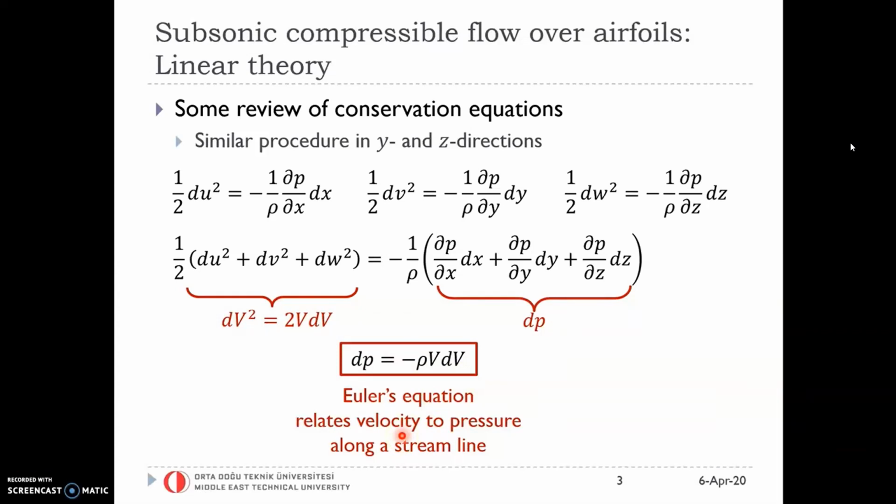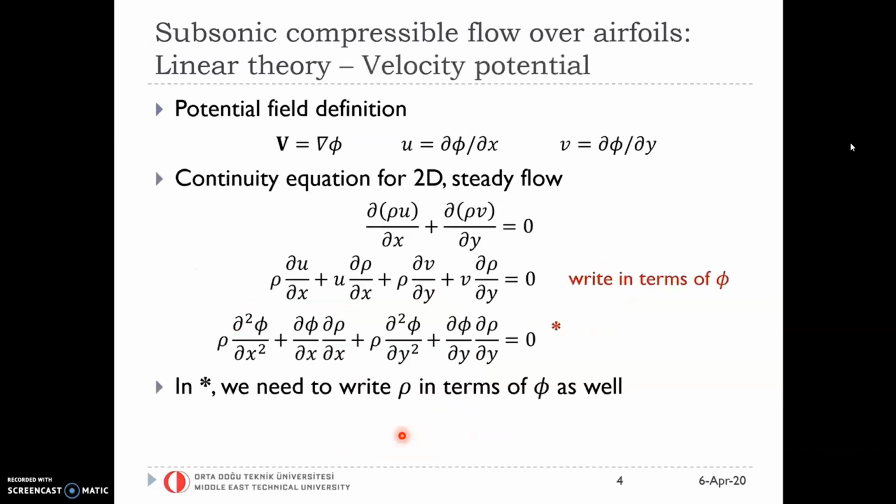Now if I take a step forward and assume that the flow is irrotational, one can show that this equation actually holds anywhere in the flow field. If the flow is not irrotational, it only holds along a streamline. But if the flow is irrotational, then it holds between any 2 points in the flow. This equation is important for a reason I will show you in the coming slide, because now I will start looking into velocity potential and the continuity equation.